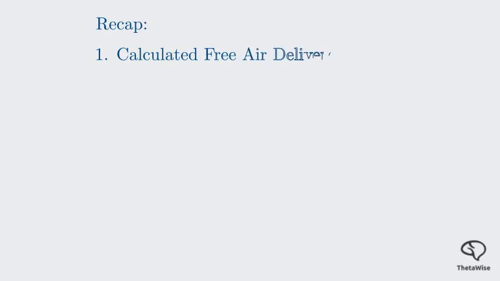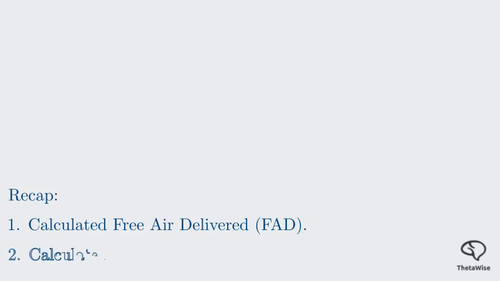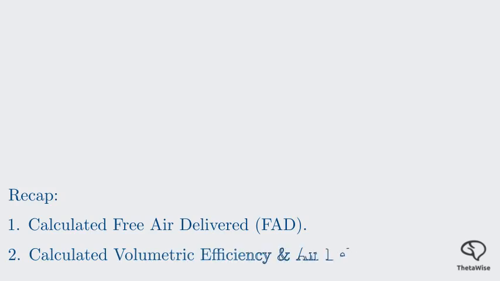Let's quickly recap what we've accomplished in this detailed analysis of the reciprocating compressor. First, we learned how to systematically calculate the effective volume of air handled by the compressor, which allowed us to determine the free air delivered, or FAD. This value is critical for specifying and sizing compressors. Next, we used FAD to find the compressor's volumetric efficiency, a measure of how effectively it breathes. Then we calculated the air delivery temperature using the polytropic process equation.